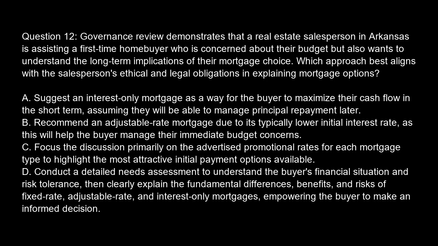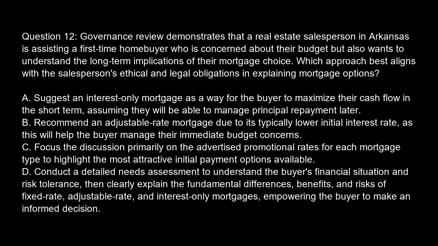Option A. Suggest an interest-only mortgage as a way for the buyer to maximize their cash flow in the short term, assuming they will be able to manage principal repayment later. Option B. Recommend an adjustable-rate mortgage due to its typically lower initial interest rate, as this will help the buyer manage their immediate budget concerns.